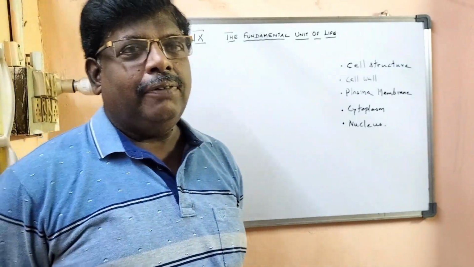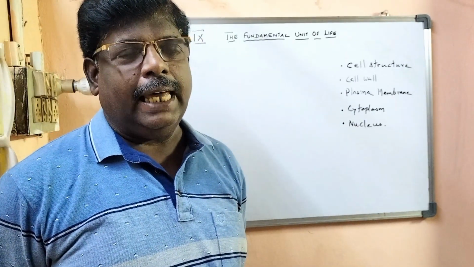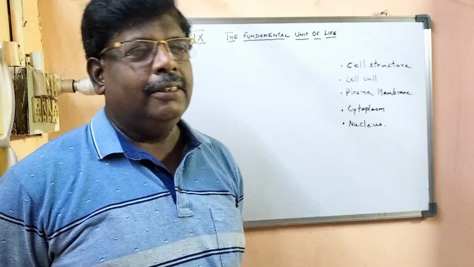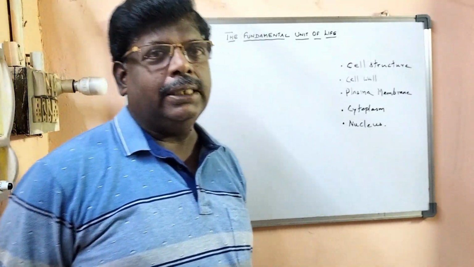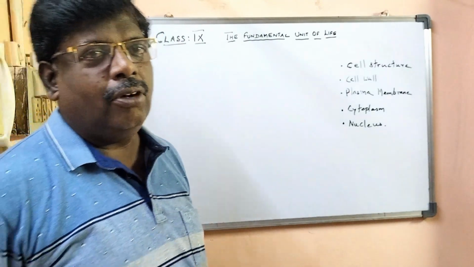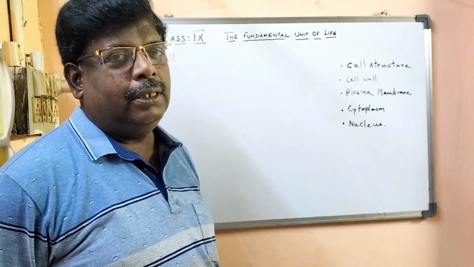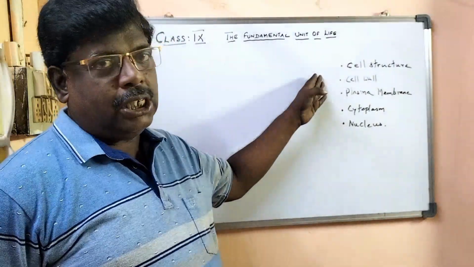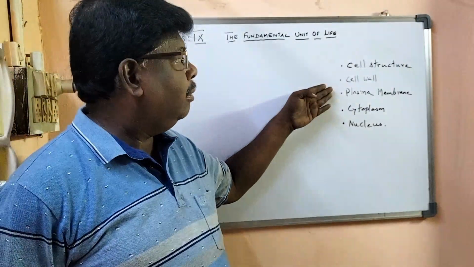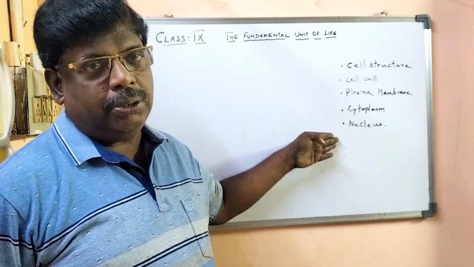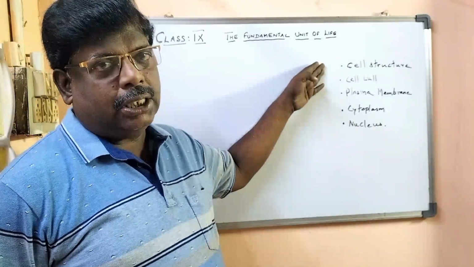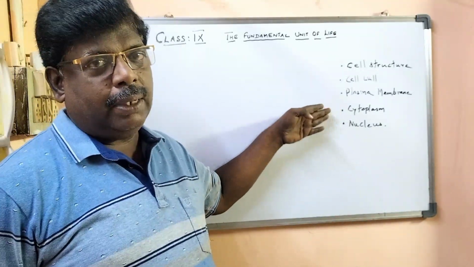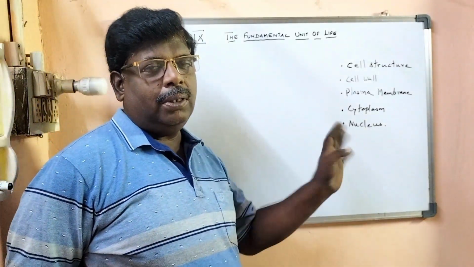Let us continue with the fundamental unit of life for class 9. This is part 2, right? Fundamental unit of life for class 9, part 2. In this video, let me tell you about cell structure, cell wall, plasma membrane, cytoplasm, and nucleus. So, one by one, we will see now.